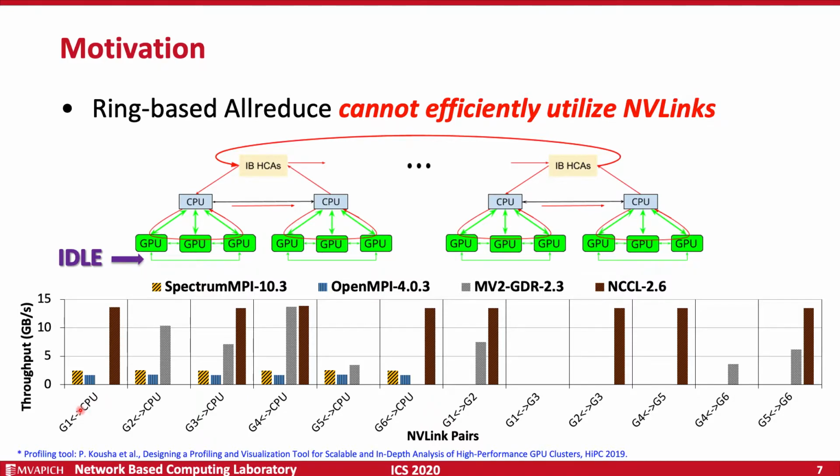Then you look at NCCL. It is a pure ring-based algorithm, and as expected, it's not using some NVLinks here, like GPU 2 to CPU, and GPU 1 to 3. So we learned that all these communication libraries are not able to utilize all the NVLinks. But NVLink is very important in these dense GPU systems.